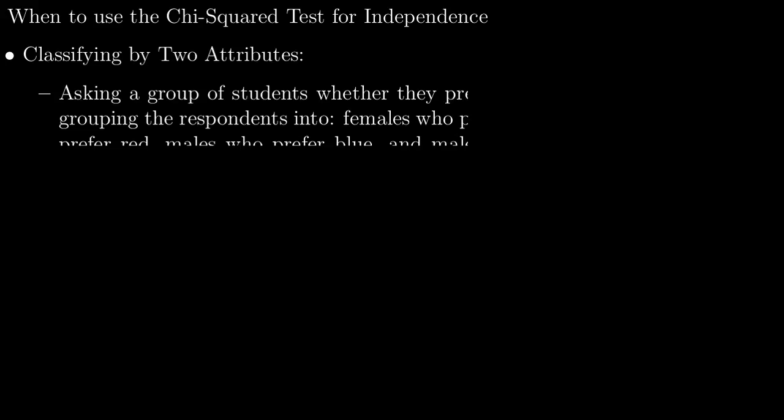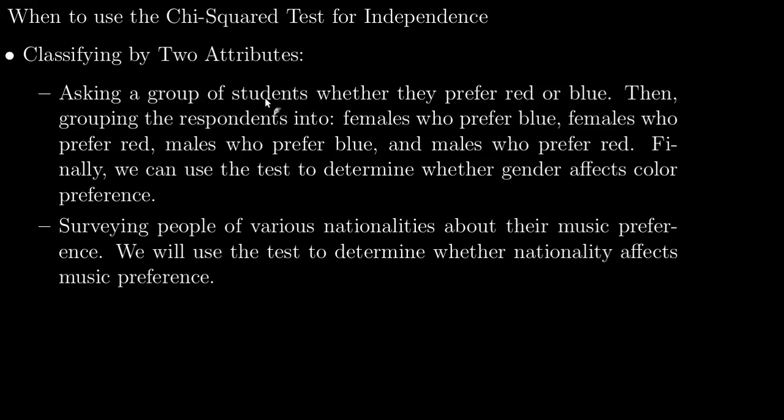Some examples of that are asking a group of students whether they prefer red or blue, then grouping them into females who prefer blue, females who prefer red, males who prefer blue, and males who prefer red. We can use the chi-squared test to determine whether the gender affects color preference. So one attribute is gender, the other attribute is color preference. I could also survey people of various nationalities about their music preference and use the chi-squared test to determine whether nationality affects music preference. So the two attributes here are nationality and music preference.